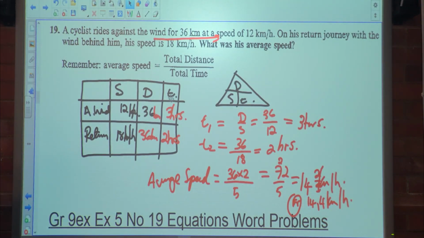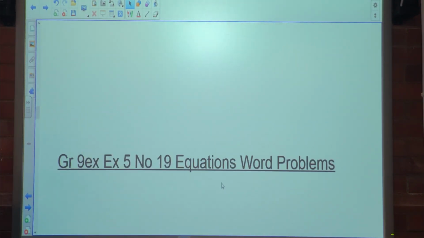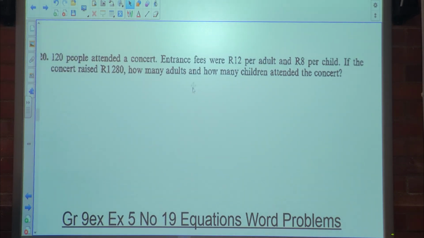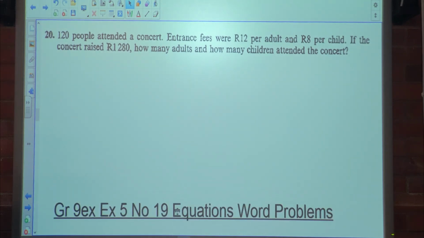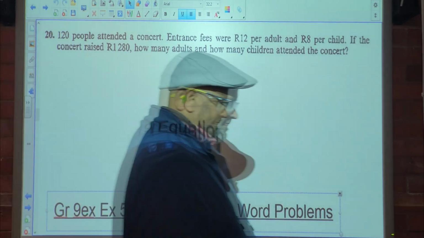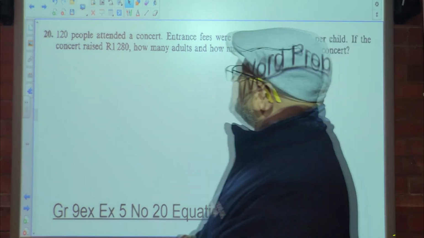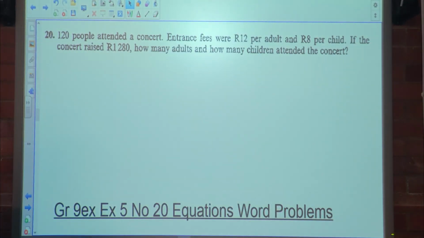And then the last question for this exercise is number 20. We are told that 120 people attended a concert. Entrance fee was 12 Rand per adult and 8 Rand per child. The concert raised 1,280 Rand. How many adults and how many children attended the concert?